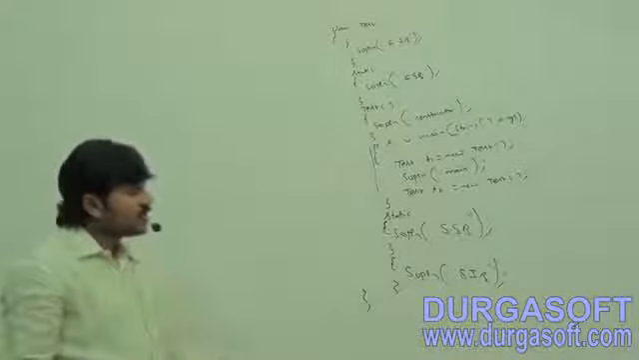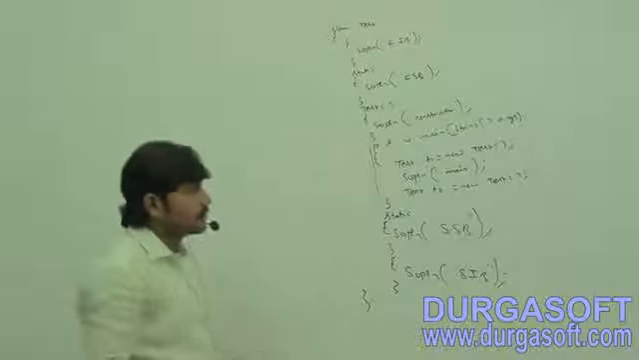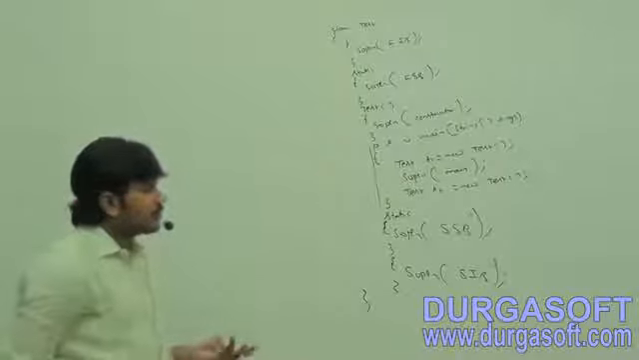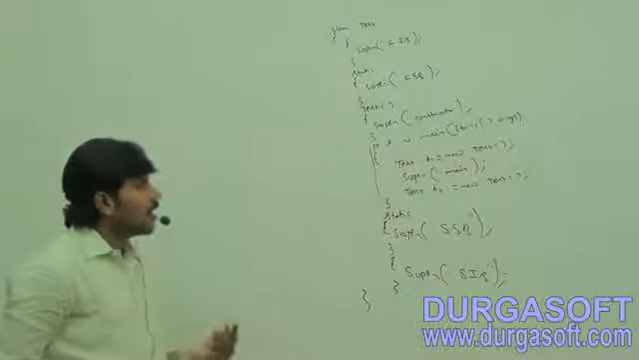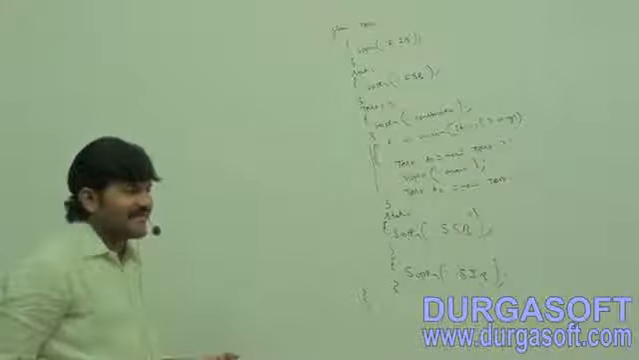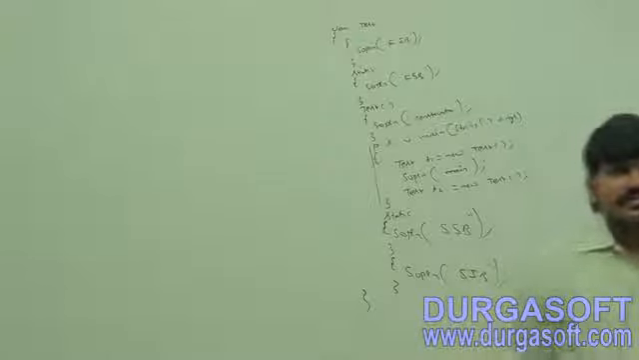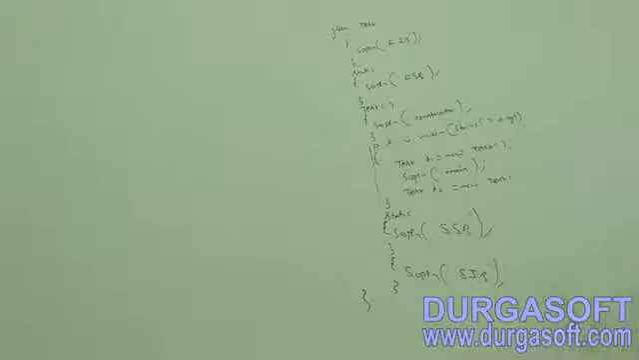Can you tell, if I run this code, what output we are going to get by default? First static block, second static block, and then first instance block, second instance block, constructor, main.